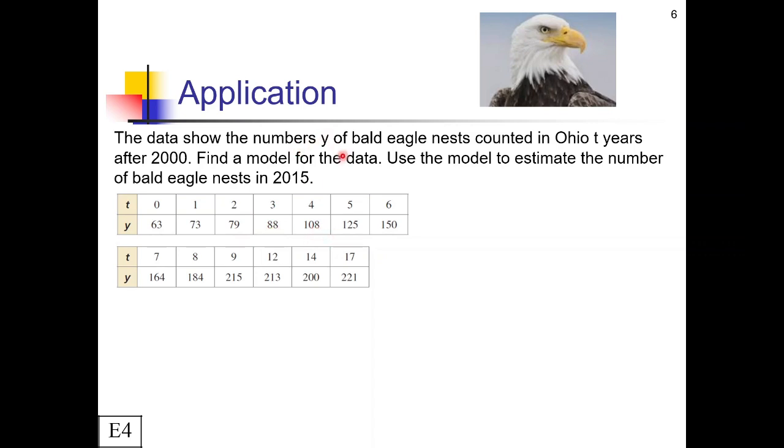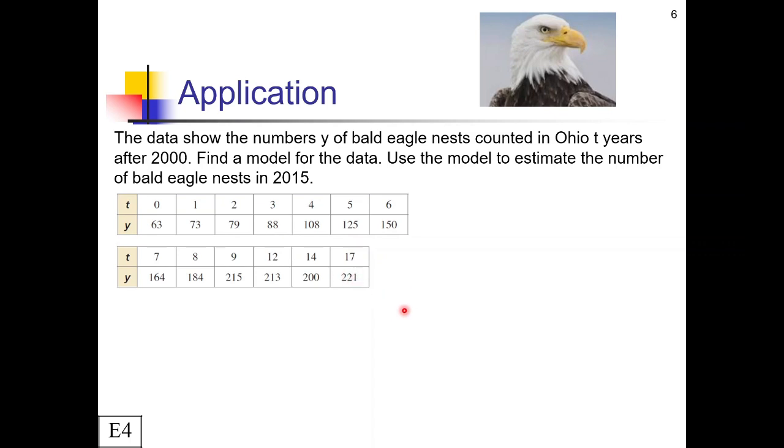So they want us to find a model for the data and then use it to estimate the number of bald eagle nests in 2015. And this is really why we're making these models. We don't just make them just for the fun of it. We might actually want to be able to get more specific values that are not explicitly in this table. 15 is kind of covered by the table values almost, but not quite. It's like between 14 and 17 here. So we would probably expect it to be somewhere between 200 and 221, but who knows?